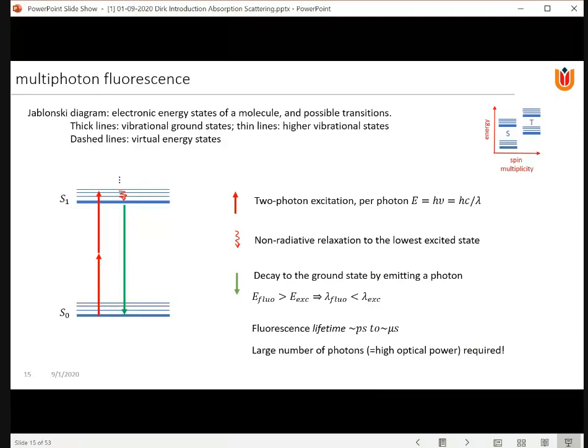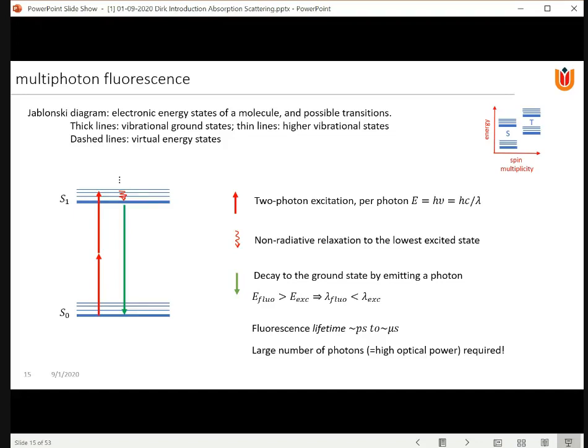Remark on fluorescence. You can do that with only one excitation photon, but you could also do that with two photons. If you have two photons that together have exactly the energy to bridge the gap between two of the levels in the Jablonski diagram, then you can use these two photons to make that excitation. And after that, the process is the same. Once it's excited, you have a little part of non-radiative relaxation, and then the final step back to the ground state is under emission of a photon.